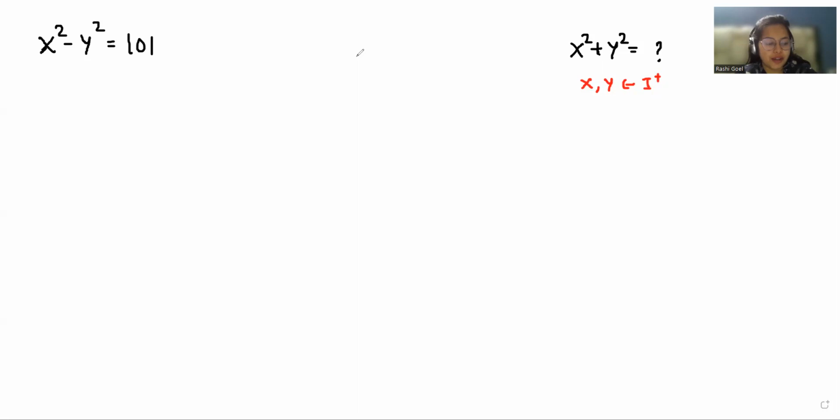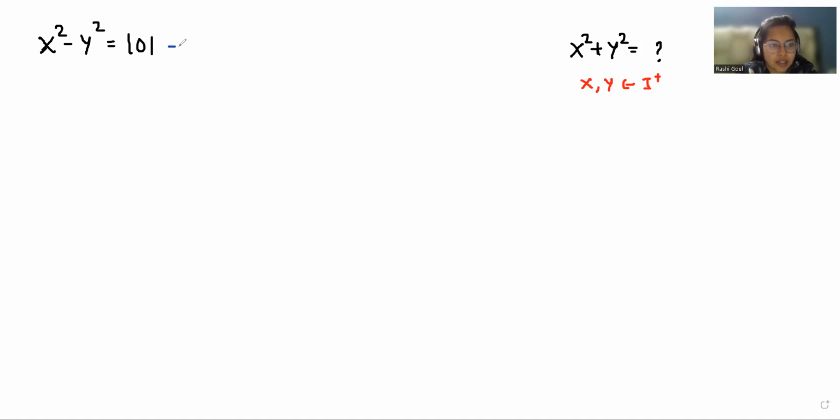My name is Rashi Goel and in this video we are going to solve x square minus y square is 101, and we have to find the value of x square plus y square where x and y both belong to the positive integers. So let's start with today's video solution.